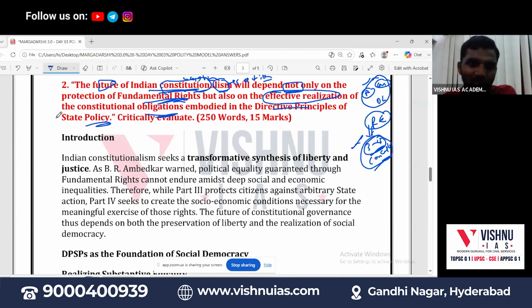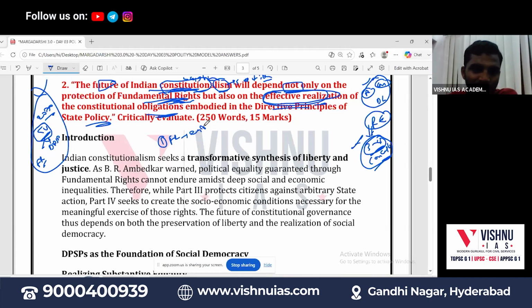So I'm trying to decode the question. If you want to see constitutional values intact in India in 2070, that means in the future, you should focus not only on fundamental rights but also on the DPSPs. That is what the question says. So right now two things are clear. Fundamental rights are enforceable, yes or no? But DPSPs are not enforceable, yes or no? You cannot go to court to enforce the DPSPs.